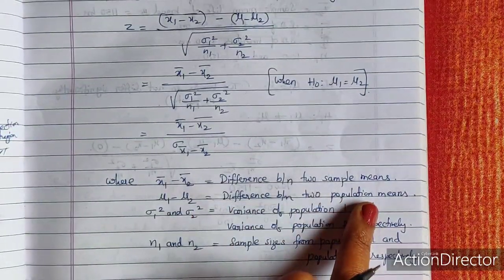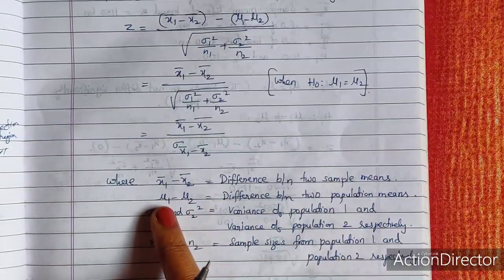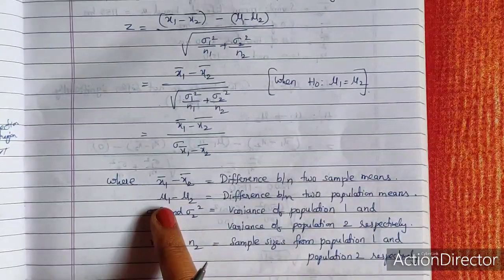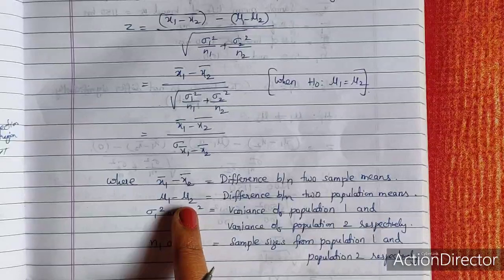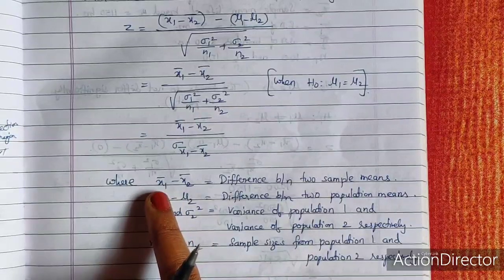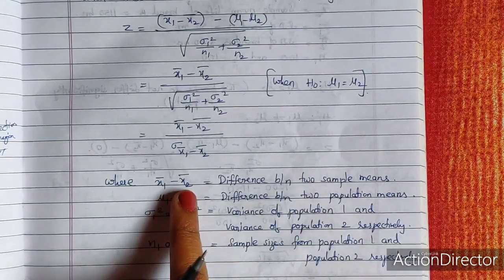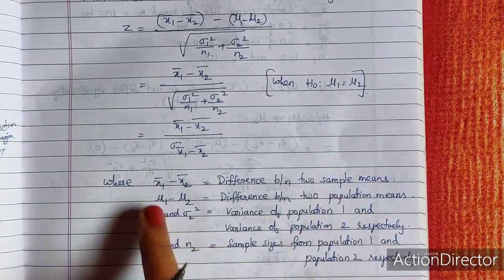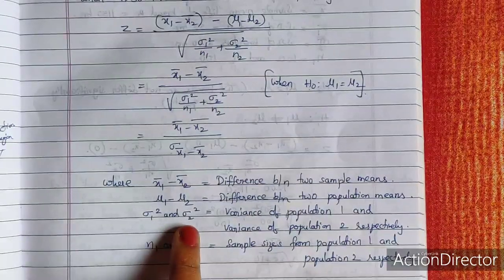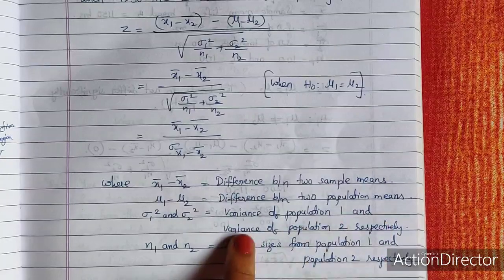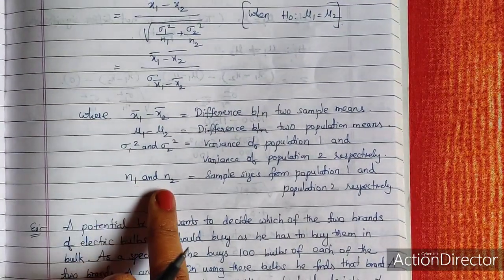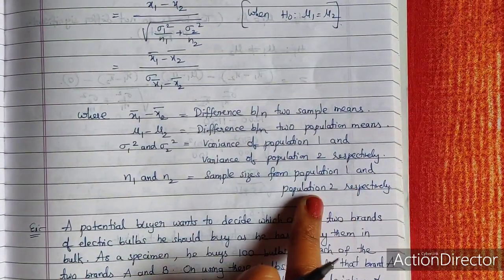Mu1 is the mean of the first population and mu2 is the mean of the second population, since we are using two populations. Like that we take two samples from two different populations, so the samples' means are x1 bar and x2 bar. These are the difference between the two sample means, and those are the difference between the two population means. Sigma 1 square and sigma 2 square are the variances of population 1 and population 2 respectively, and the sample sizes are n1 and n2, from population 1 and population 2 respectively.